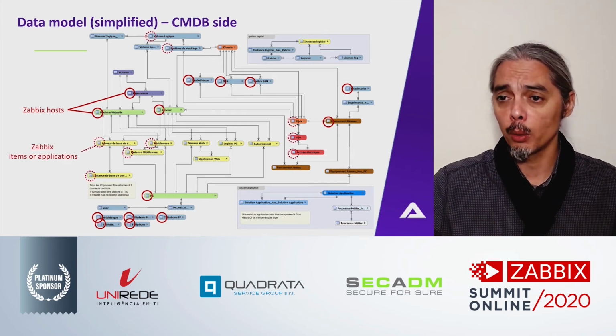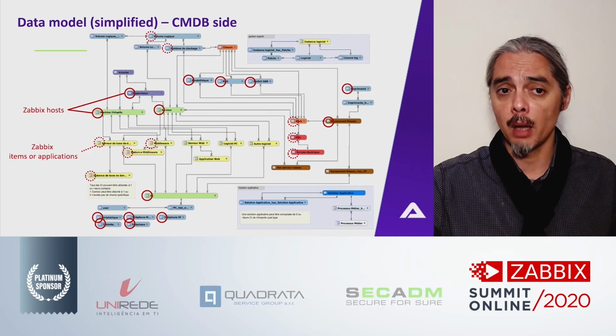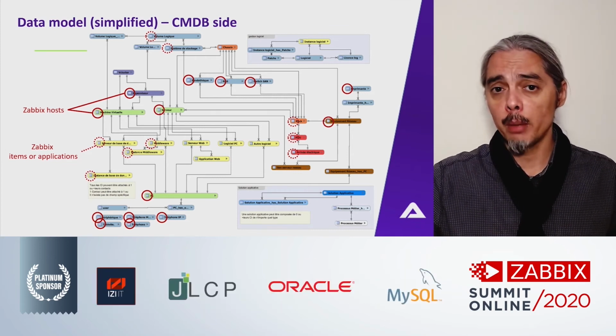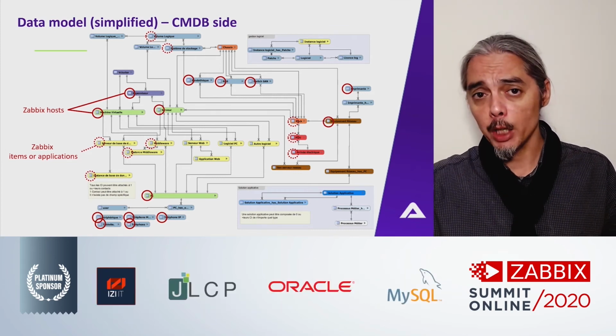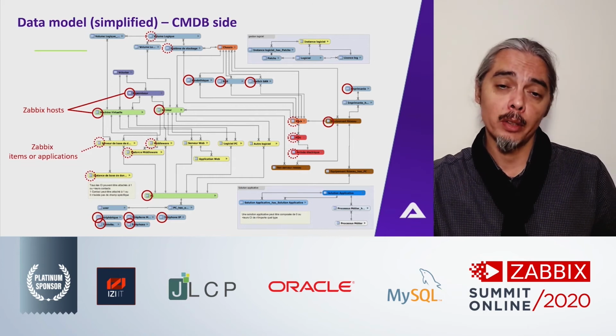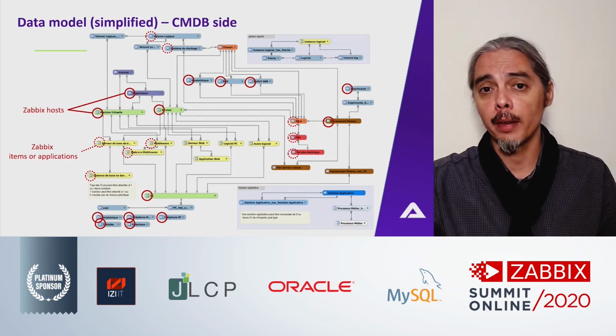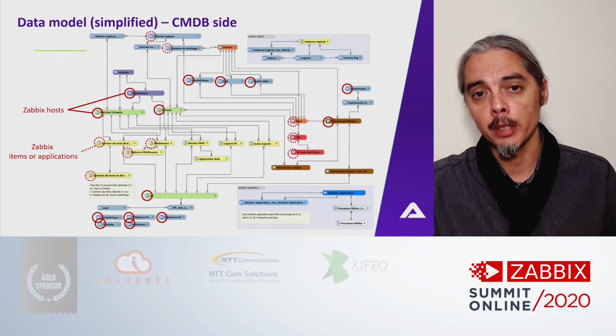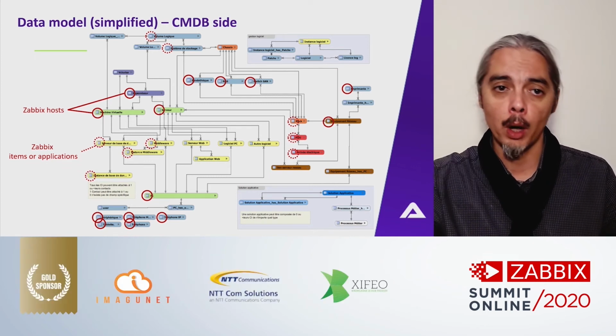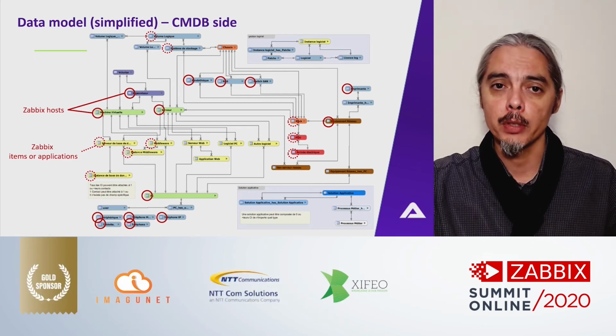And when we start looking at items, we see the same thing. An item under Zabbix could be an application, a middleware instance, a database instance, and such. And it's also going to be different things within the CMDB. So one item may be multiple things.